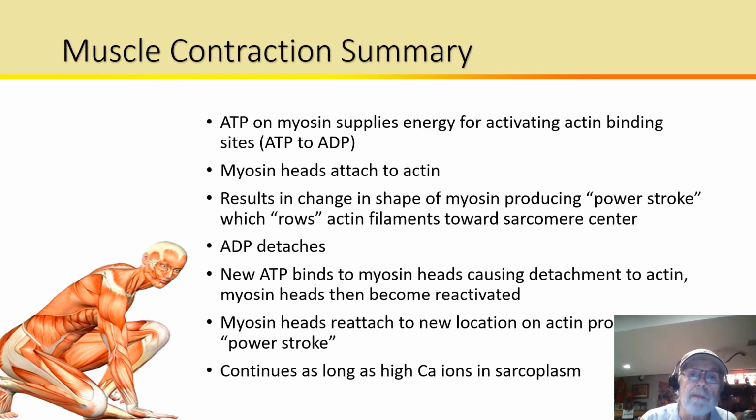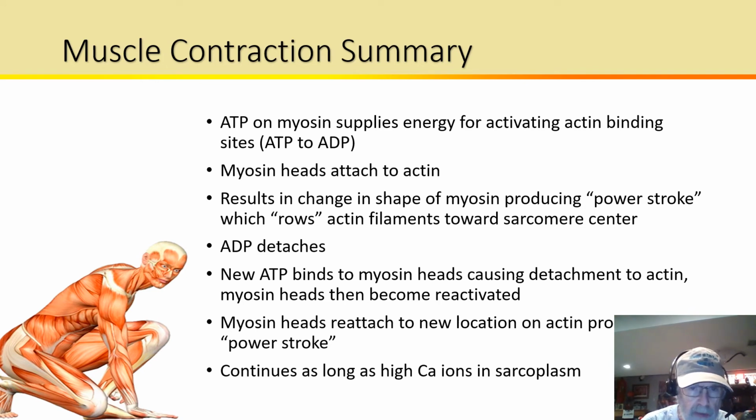Certainly, the ATP on the myosin supplies energy for activating the binding sites between the actin and the myosin. ATP, which is adenosine triphosphate, releases one of the phosphates, and the release of the phosphate is what actually provides the energy. If you've had basic biology, you realize that ATP is a high energy compound because it has three phosphates bound to this adenosine. Okay, by releasing one of the phosphates, it also releases energy.